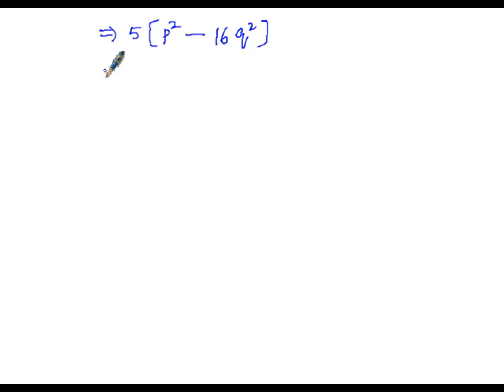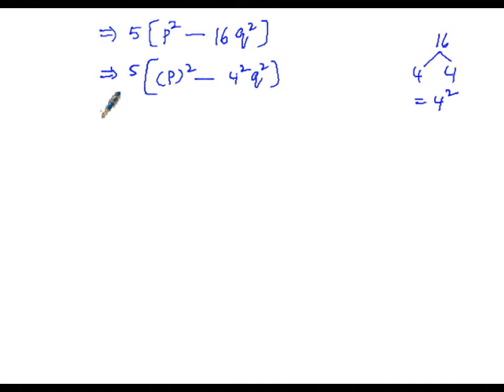Now with 5 taken out as common, in order to write the difference of two perfect squares, p square can be written as p whole square, minus 16 can be written as 4 square, since 16 is 4 into 4. And q square is written as it is. Then 5 is written as it is before the bracket, p whole square, then 4 square and q square, where the exponent is common for both 4 and q.